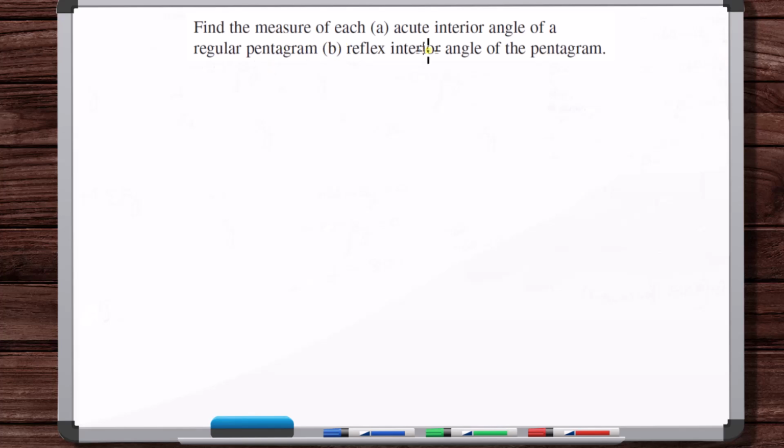Find the measure of each acute interior angle of a regular pentagram, as well as each reflex interior angle of the pentagram. So a pentagram, what are they talking about here? They're talking about polygrams. A pentagram is a polygram.